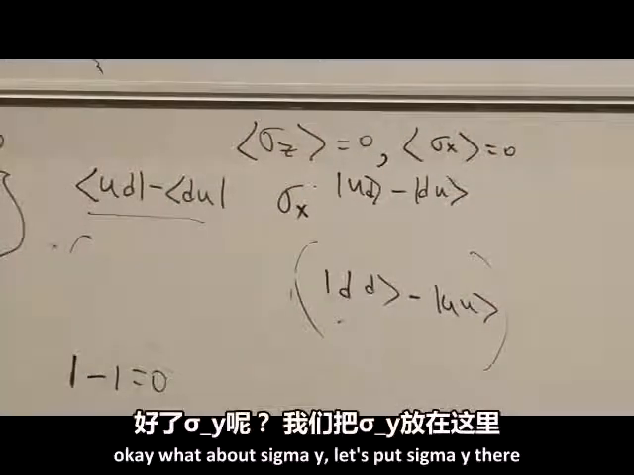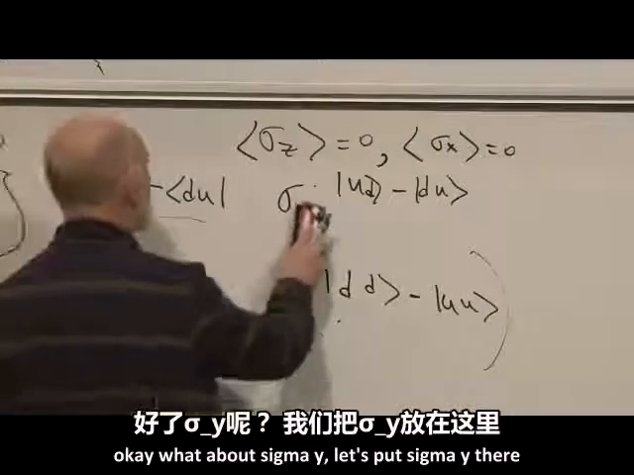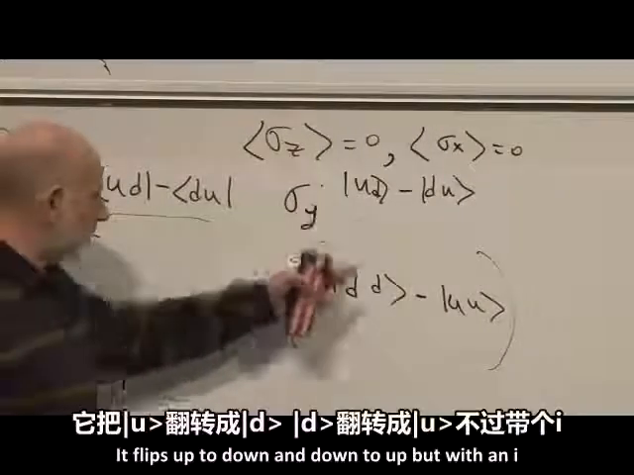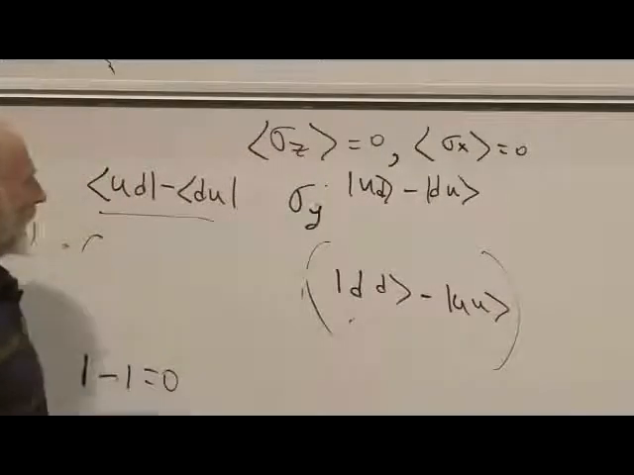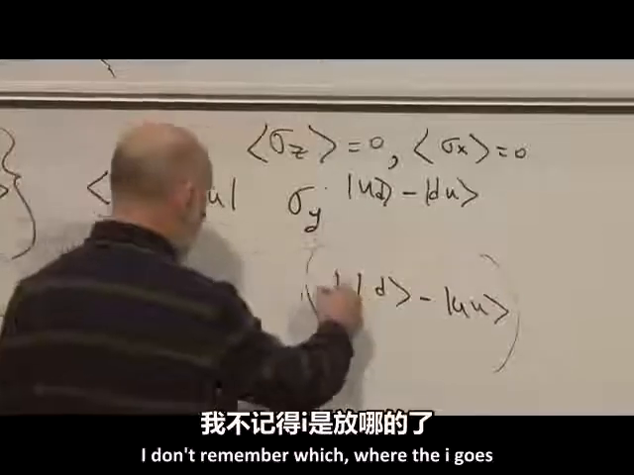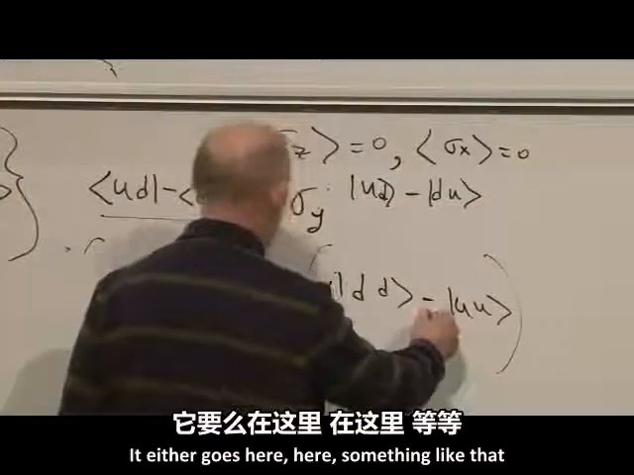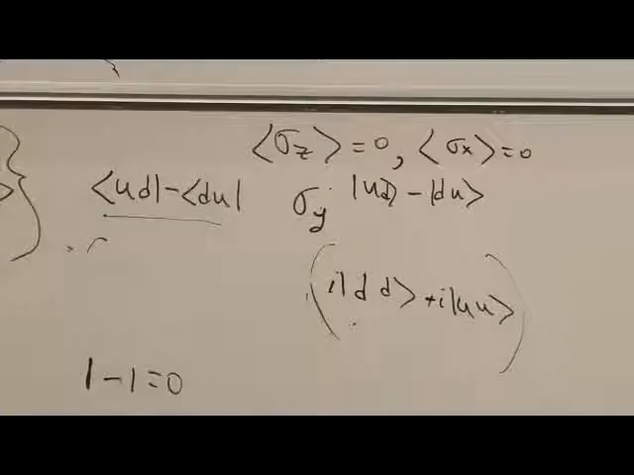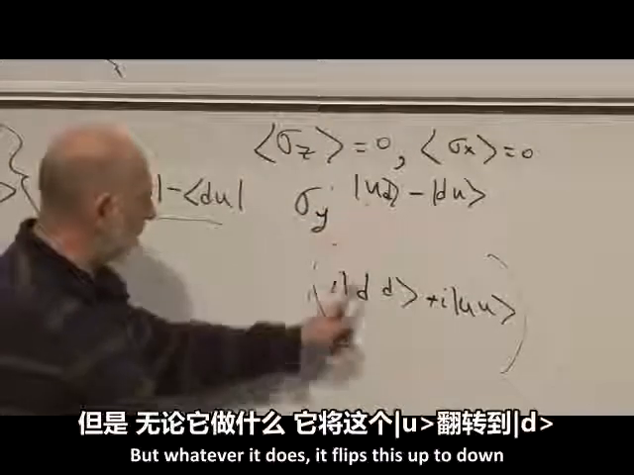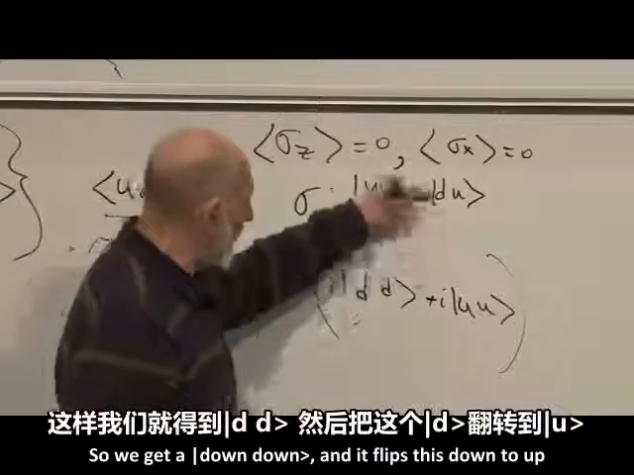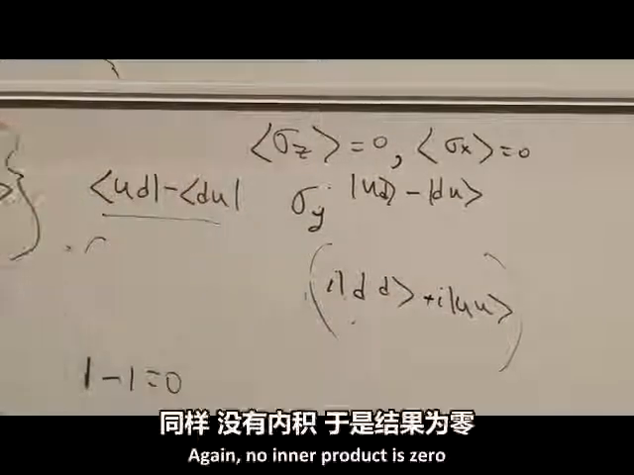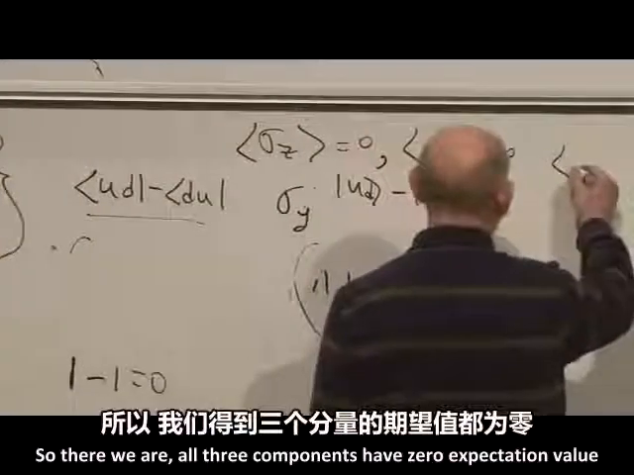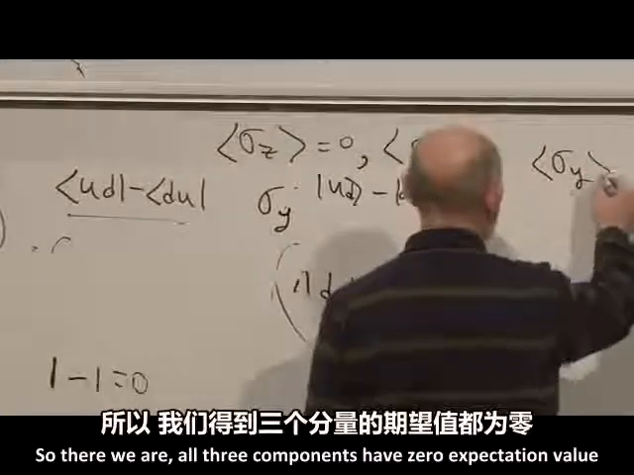Okay, what about sigma y? Let's put sigma y there. Sigma y is also a flip-flop operator. It flips up to down and down to up, but with an i. I don't remember where the i goes. It either goes here, or here, something like that. But whatever it does, it flips this up to down, so we get a down, down, and it flips this down to up, so we get an up, up. Again, no inner product, it's 0. So there we are. All 3 components have 0 expectation value.